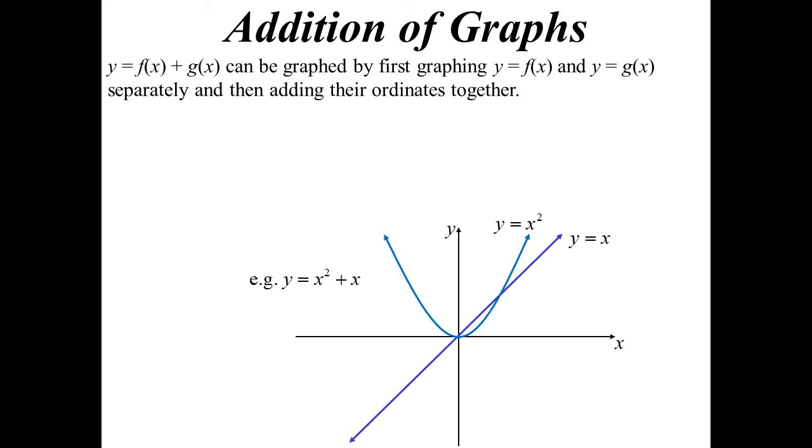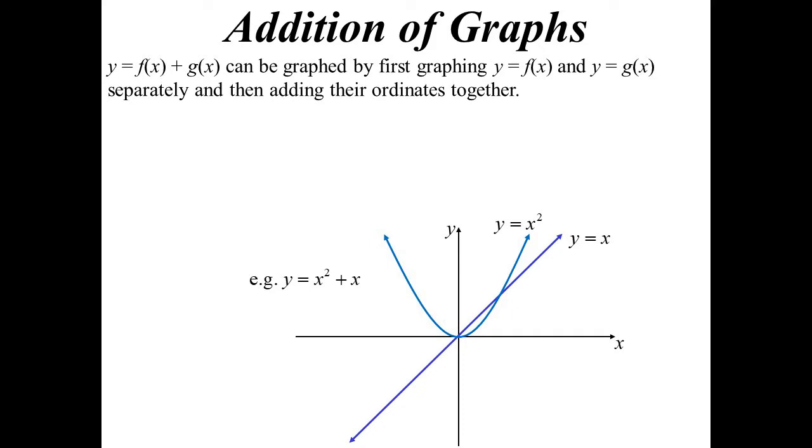The addition of two graphs. So if I have to draw the function f of x plus g of x, then what we do is draw each of them separately and then add the ordinates together. I think in science they call this superpositioning of graphs or something like that.